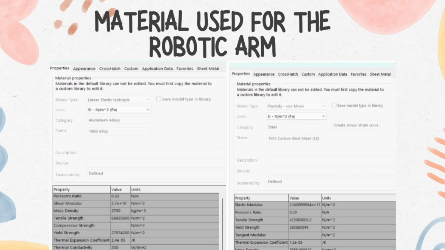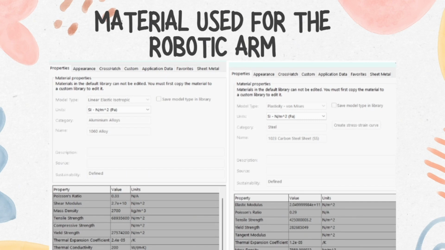First, we are using a 1060 aluminum alloy, which is lightweight, with a density of 2700 kg per cubic meter, a yield strength of 27.57 megapascal and tensile strength of 69 megapascal. It is good for a component that requires low weight and moderate strength.